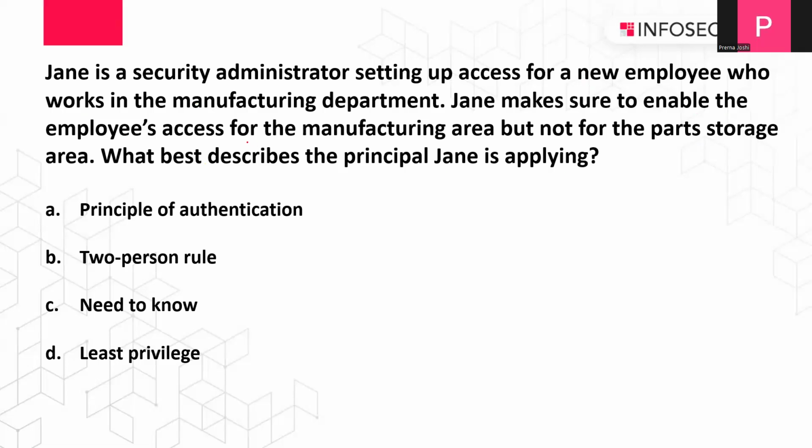Here the question itself is saying that Jane is the one who is setting up the access for the employee, right? Jane makes sure that the employee has the permissions which let that person do his job, but doesn't have access to the storage area because that is not part of his job. So among these options we can directly say that the correct answer is least privilege, because least privilege gives you the permissions needed to fulfill the job. It means the least amount of permissions are given to you, but enough so that you can fulfill your job. So the correct answer is D.